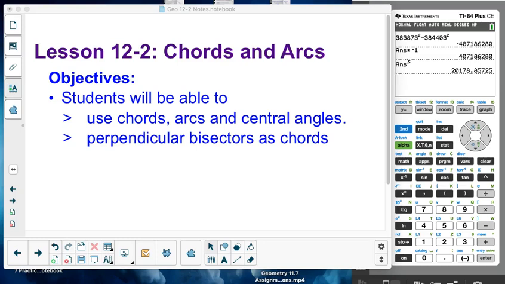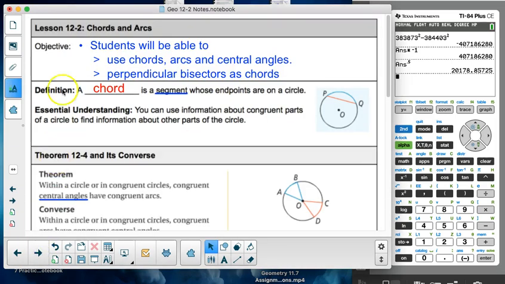Okay, so this is Geometry 12-2, chords and arcs. Our objective today: students will be able to use chords, arcs, and central angles, and perpendicular bisectors of chords. Now, we've got that objective here at the top of our notes.